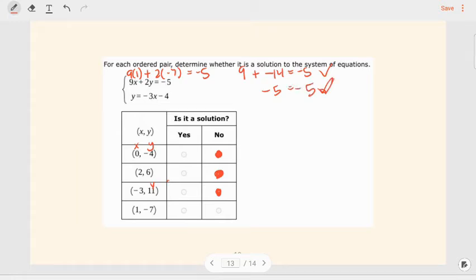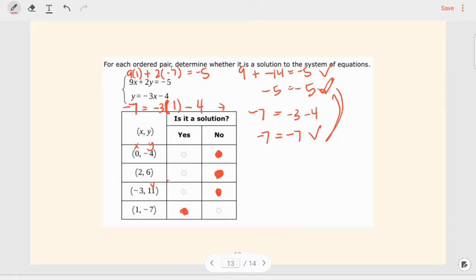But remember, I have to check it in my second. So -7 in place of y, equals -3. Replace the x. Now when I replace variables, I always put them in parentheses. Equals -4. So I simplify. -7 is equal to -3 times 1, which is -3, minus 4. Hey, -7 is equal to -7. The second one works. Since they both work, I'm going to select yes.